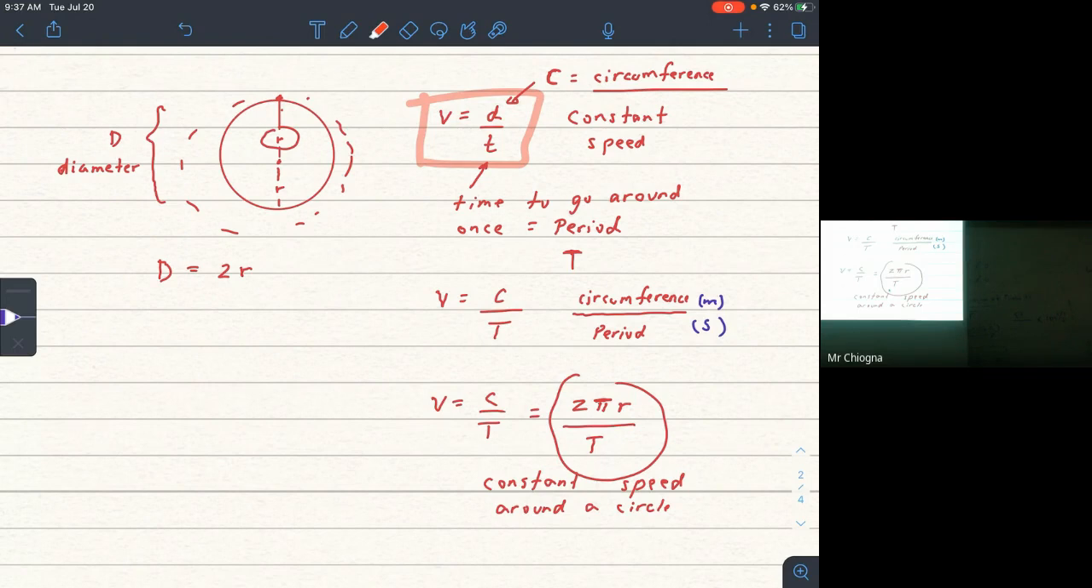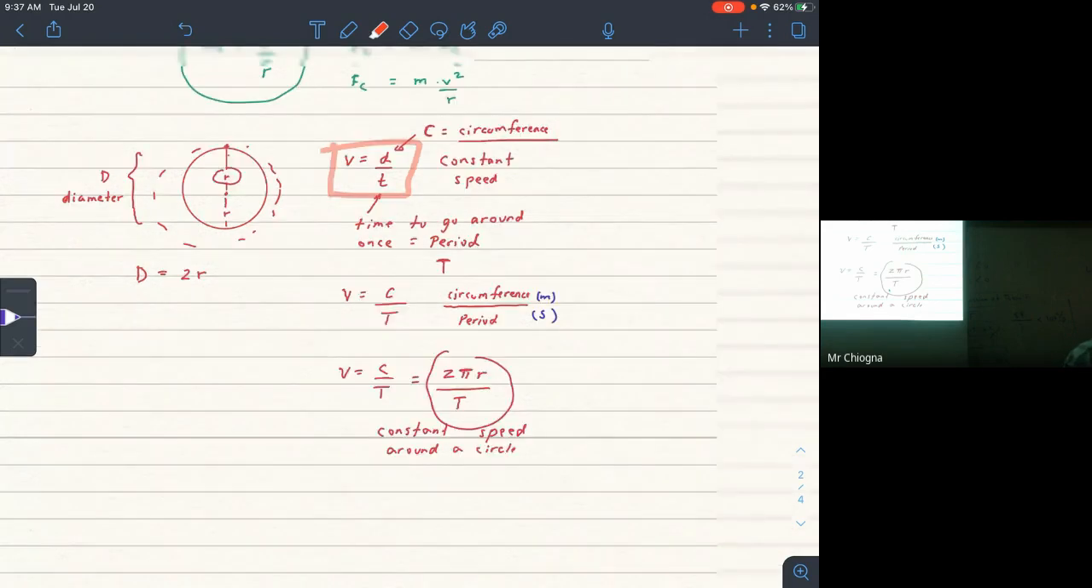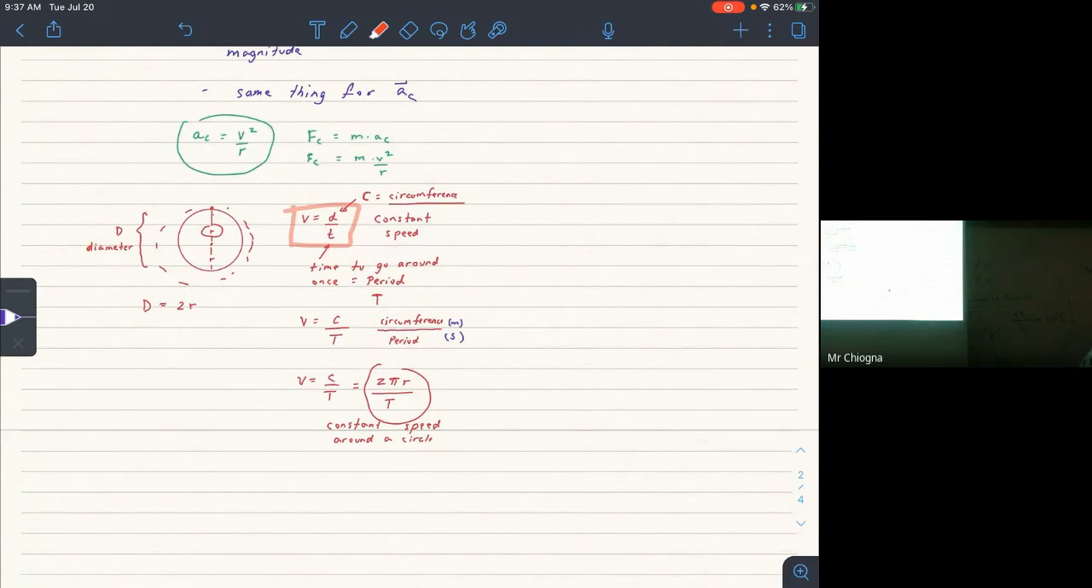Does T equal time? T is the time to go around once. It's a very special time. It's not just any time. It's the time to start at the top or any position and go back to the top. Time to do that is big T. It's called period. And it repeats. The period is the same. Every time you go around and come back to your starting point, it's the same amount of time, if you're moving at constant speed.